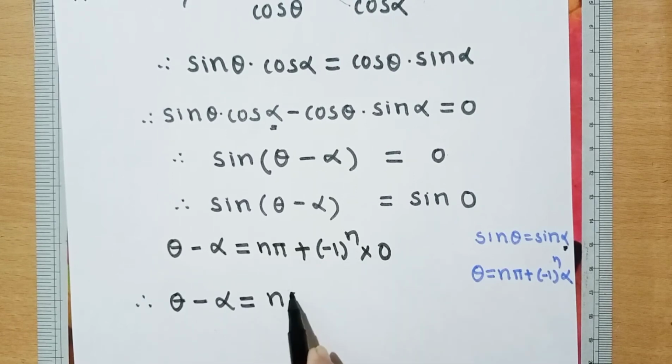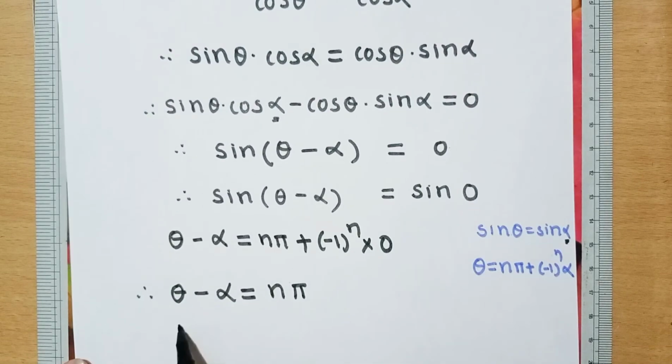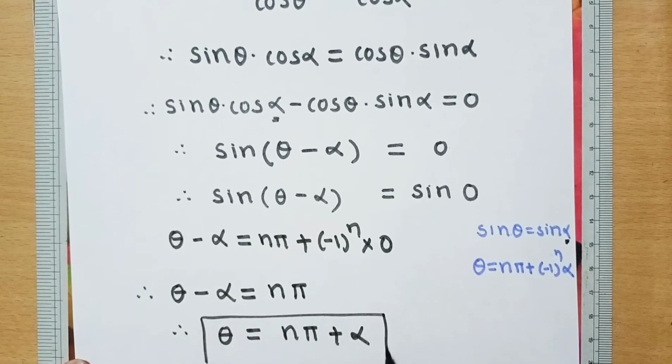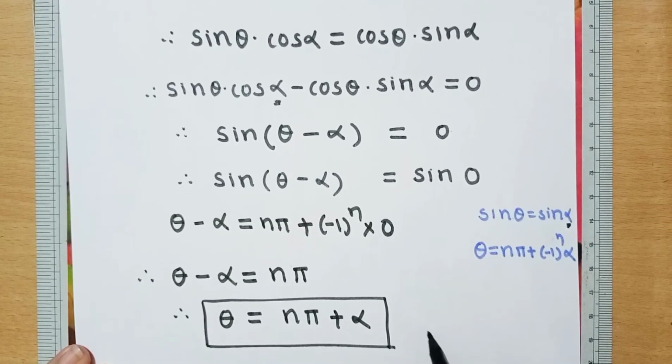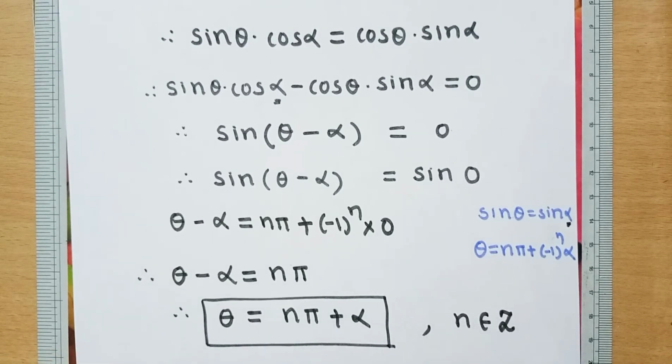So we will write simply n pi, and therefore again move this alpha to the right hand side, theta is equal to n pi plus alpha, which is the general solution of tan theta is equal to tan alpha, where this n belongs to Z, means set of integers.